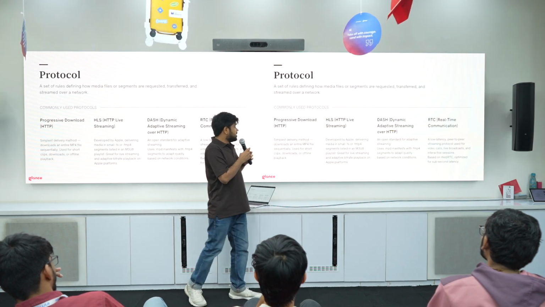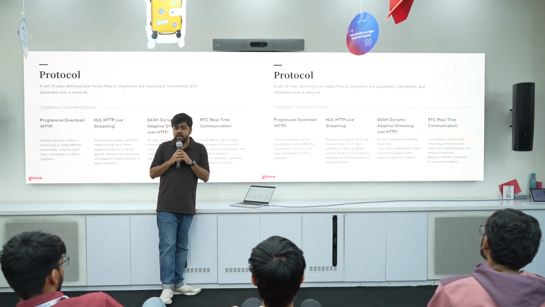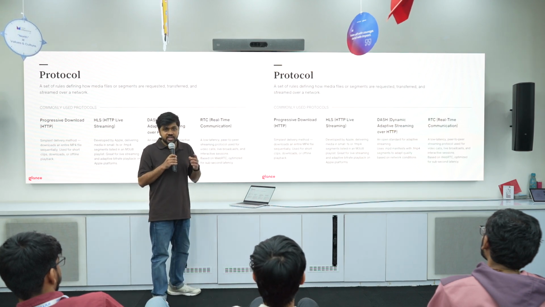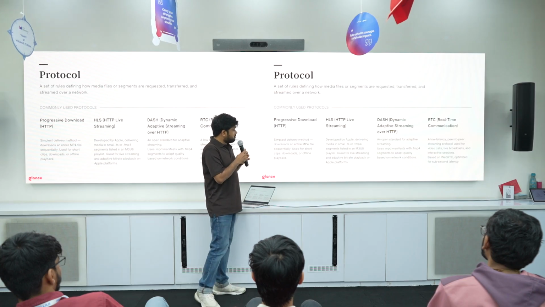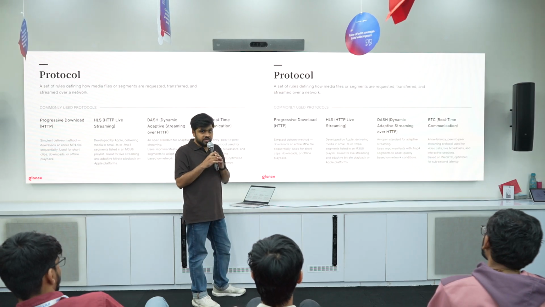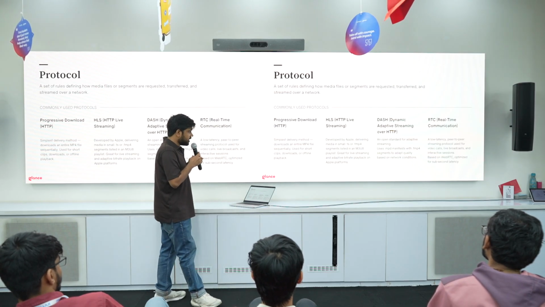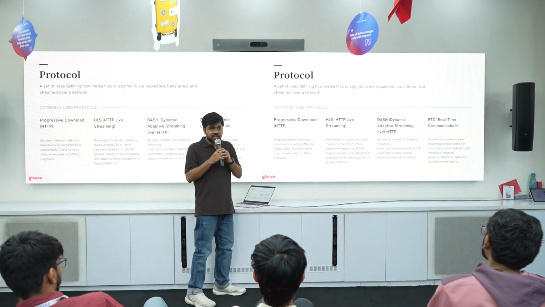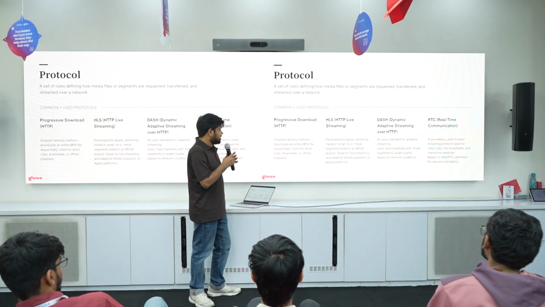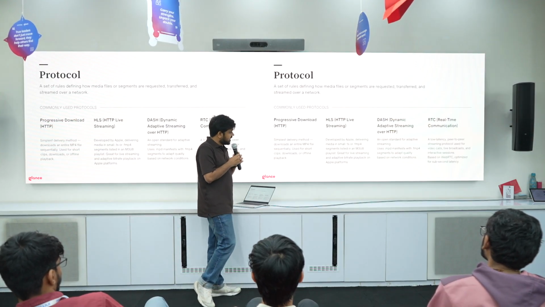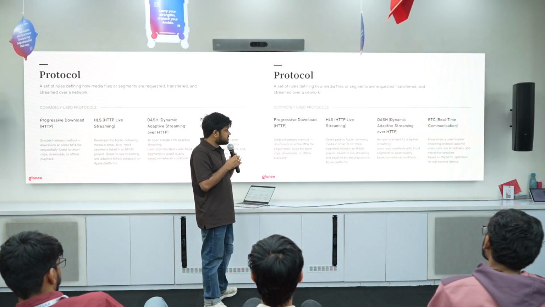The next one is HLS. This was introduced by Apple to revolutionize the live streaming industry. It basically uses a TS fragment or an FMP4 fragment to deliver the content under an M3U8 playlist file. We will see later what the M3U8 playlist file is. But HLS is great for live streaming and adaptive streaming.